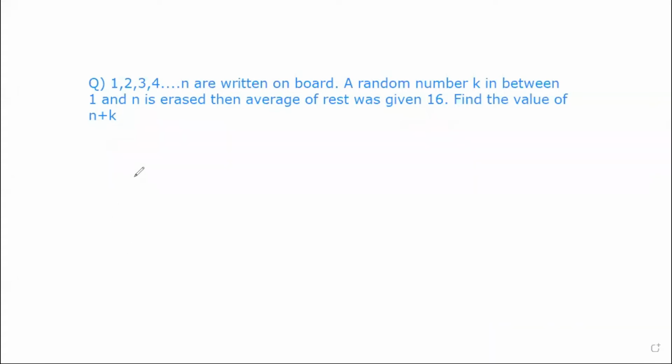The next question is, if we have the numbers 1, 2, 3, 4 till n written on the board, a random number k between 1 and n is erased, then the average of the rest was given as 16. Find the value of n plus k. So the average after a number k is removed is nothing but (sum of 1 to n minus k) divided by n minus 1, which is equal to 16.